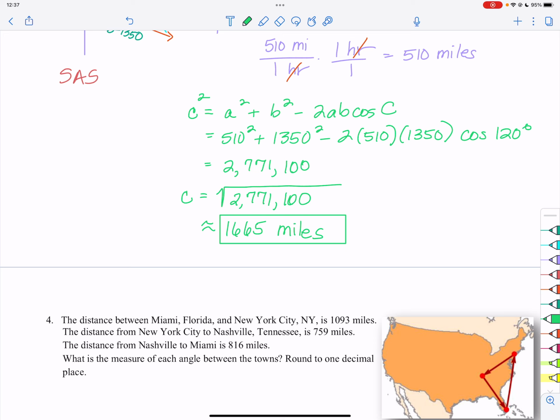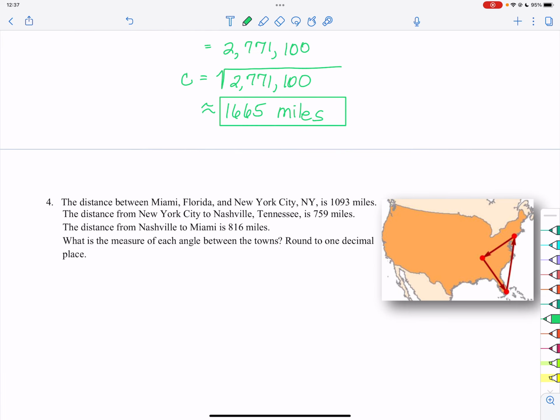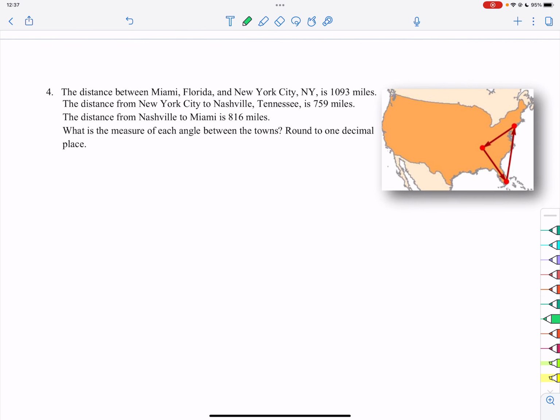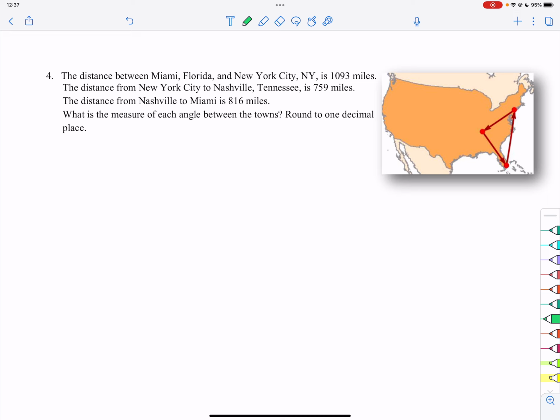Let's look at number 4. The distance between Miami, Florida, and New York City is 1,093 miles. The distance from New York City to Nashville, Tennessee is 759 miles. And the distance from Nashville to Miami is 816 miles. What is the measure of each angle between the towns?